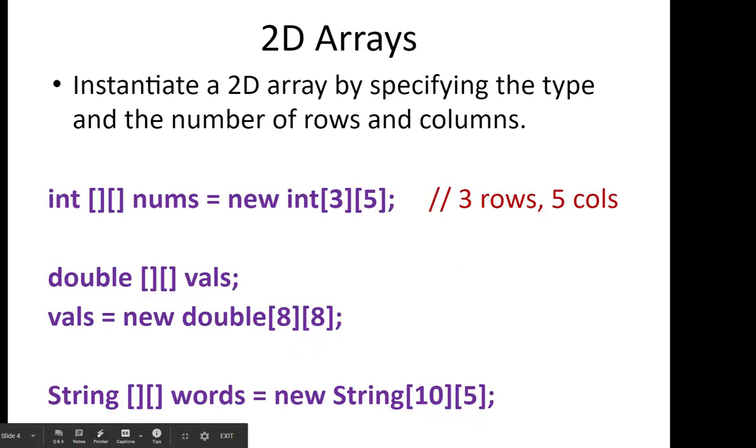So how do you create a two-dimensional array? Well, it's just like a one-dimensional array, except instead of one set of brackets, you do two sets of brackets. And then when you instantiate it, instead of one number, you do two numbers. The first number we think of as the row, and the second number we think of as the column. So here's a couple of examples.